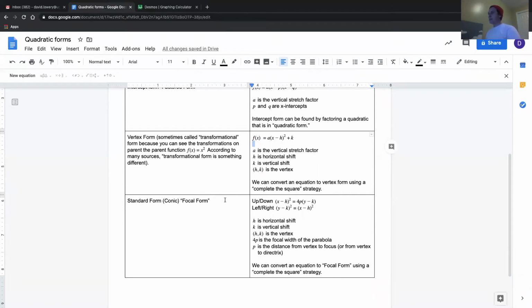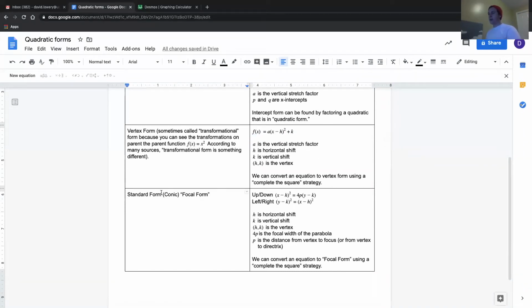Okay, so the last one here is our standard form for conics. When we learned circles, we learned what was called the standard form or the standard equation for circles, right? And it looked kind of similar to this. I'm gonna write it here for you. We got it from the distance formula. We derived it using the distance formula.